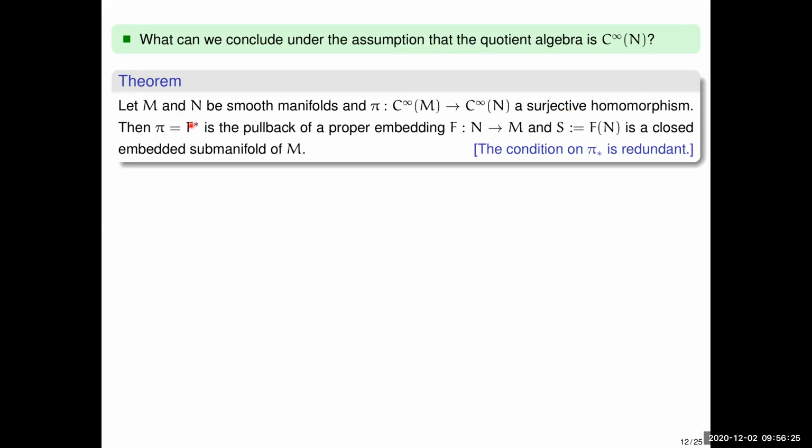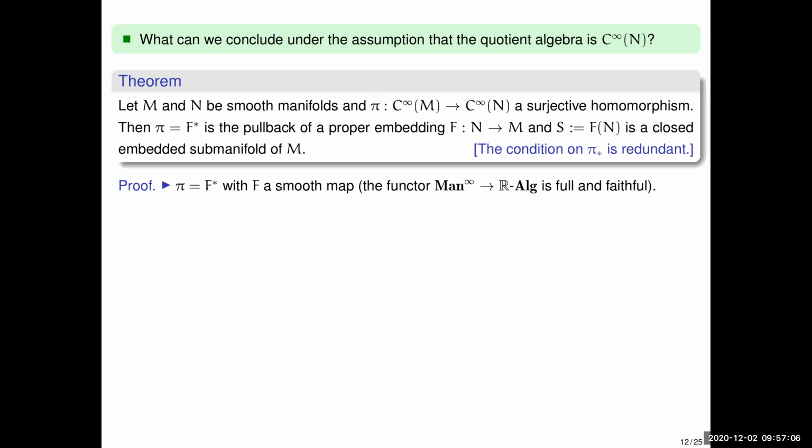True, yeah. And so if pi is a quotient map, a surjective homomorphism, what we can conclude is that it is the pullback of a proper embedding of N into M, and in particular, if you call S the image of N through F, this is a closed embedded submanifold. So in particular, the condition on pi star is not necessary. Surjectivity of pi implies surjectivity of pi star. So in this particular case, every quotient map is a co-embedding. Why is this true? This is a collection of known results. You have just to take several things that are known, then put the pieces together.